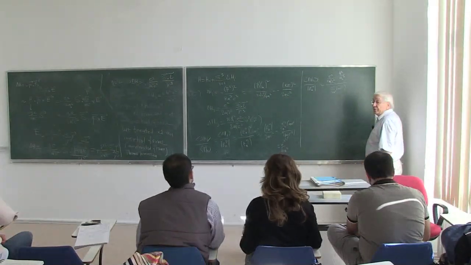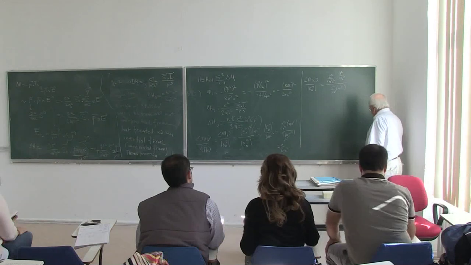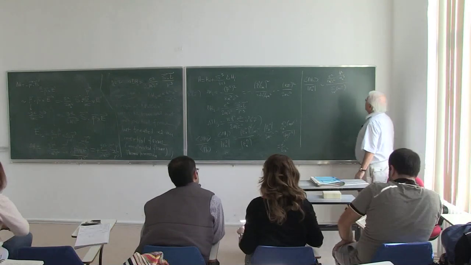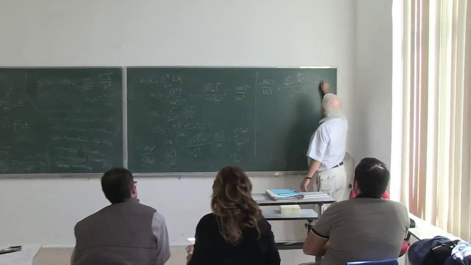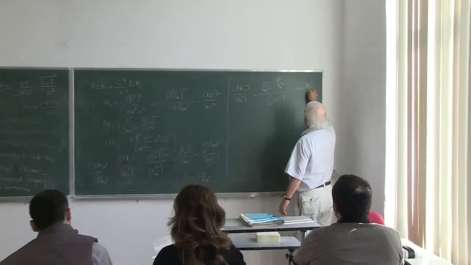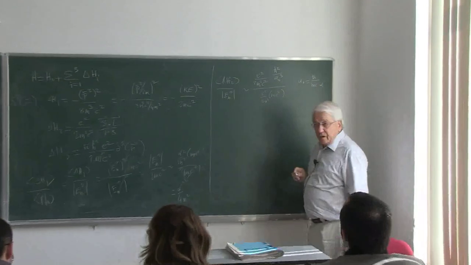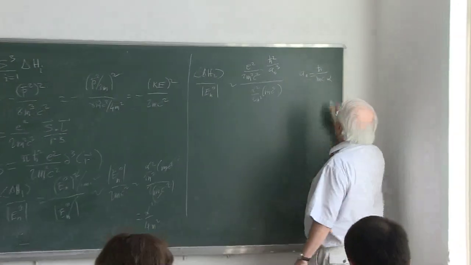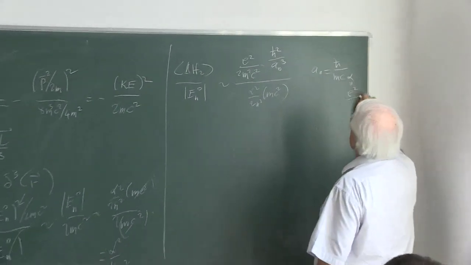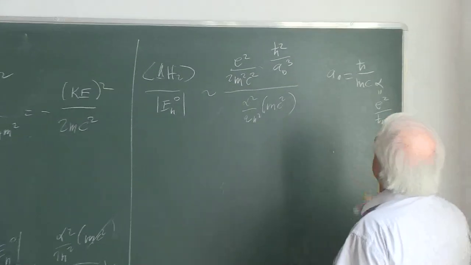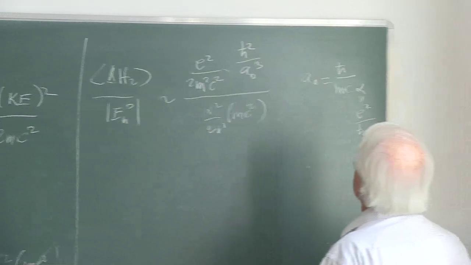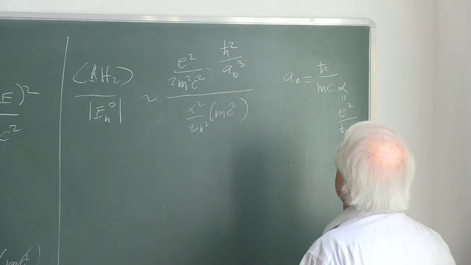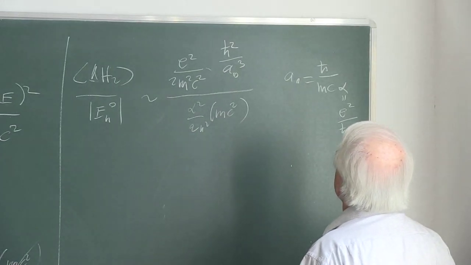So let's continue with this expression. First of all, there is the a0, which is the Bohr radius, which can be represented as such. Alpha is the fine structure constant. If you write this as e squared over h bar c, you can turn it into what expression? e squared over h bar c, h bar over c alpha.